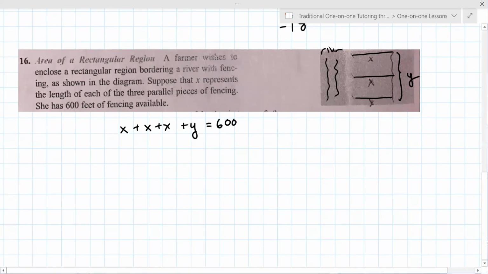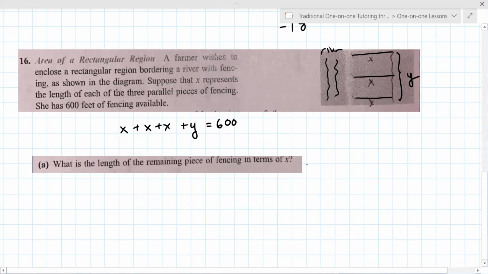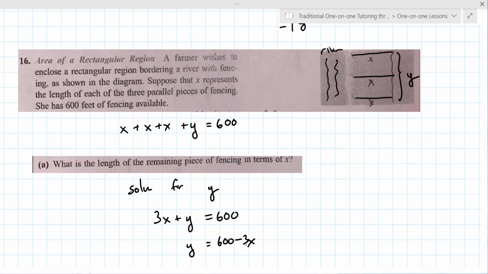So question A says, what is the length of the remaining piece of fence in terms of x? In other words, it's saying to solve this equation up here for y, because y is the remaining piece of fence. Really, it means solve for y. So we've got 3x plus y equals 600. So y equals 600 minus 3x. All right, any questions on that? Is that okay? No, that makes sense.